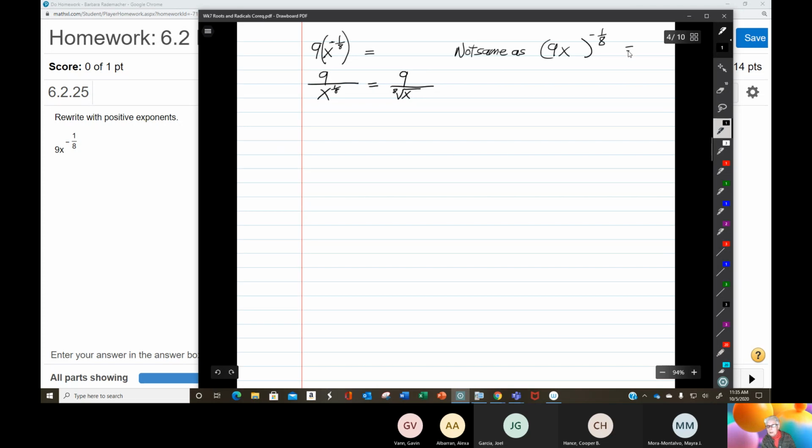This, the answer would be 1 over 9x to the negative 1/8, positive 1/8, which is the 8th root, 1 over the 8th root of 9x. See, it's completely different. The parentheses force the 9 to stay with the x, but over here there are no parentheses. The original problem is this, 9x to the negative 1/8. 9 is not grouped with the x, so only the x is being raised to the negative 1/8 power.